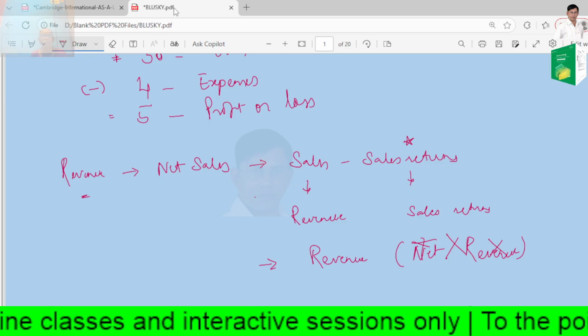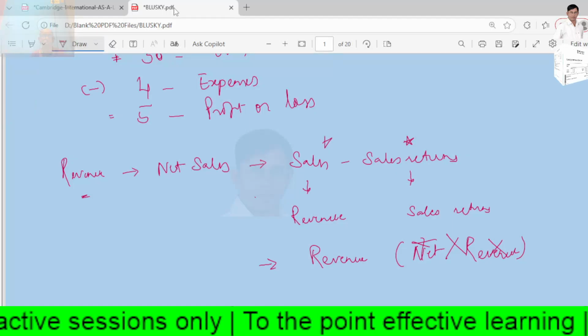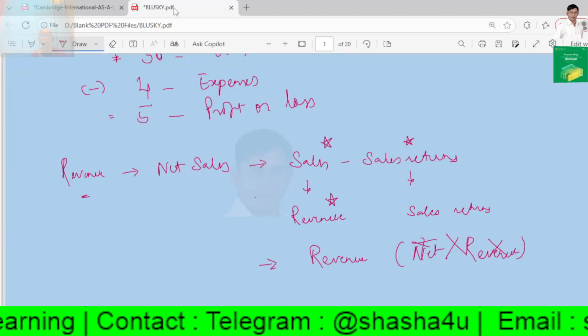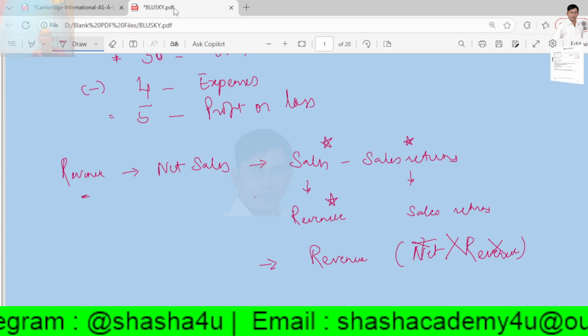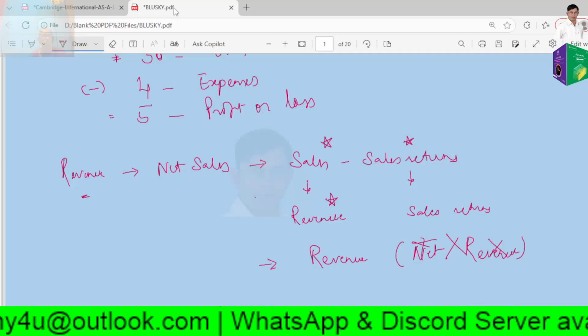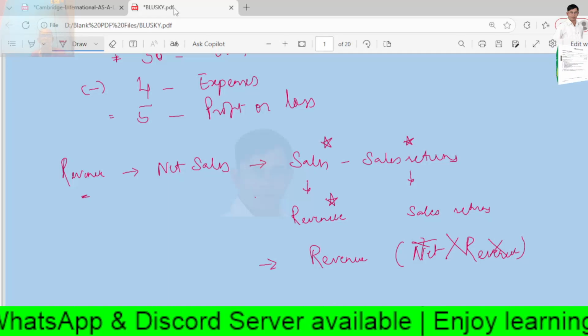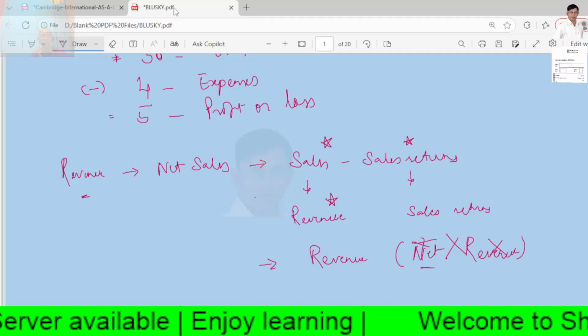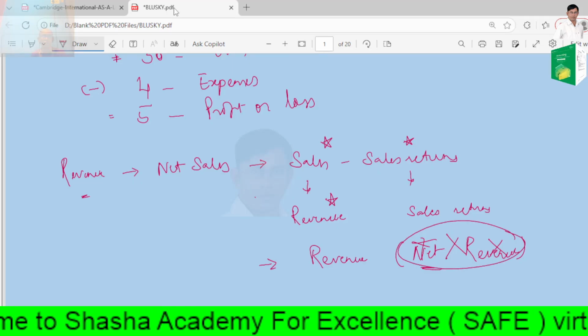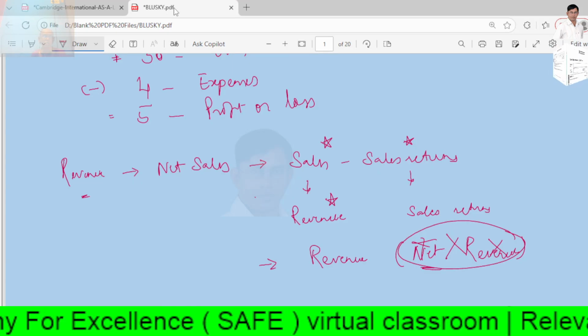Sometimes sales and revenue are used interchangeably, and they give sales returns also. So sales minus sales returns is always equal to revenue. There is no concept like net revenue. Net revenue is never used. So always revenue should be used.